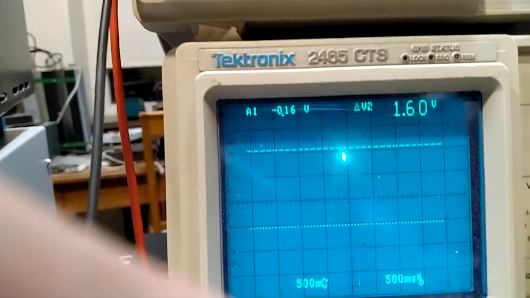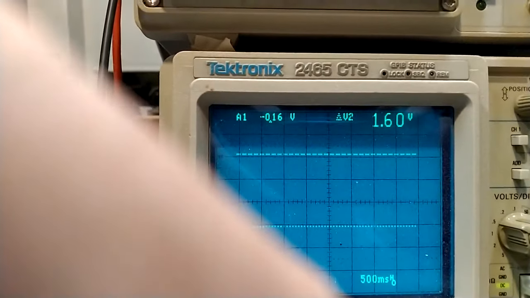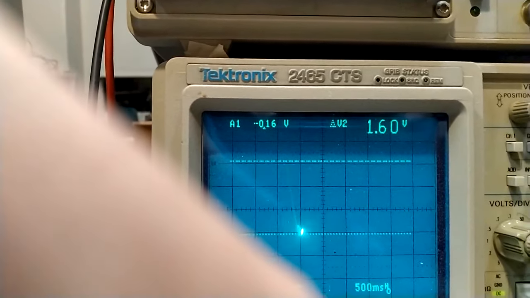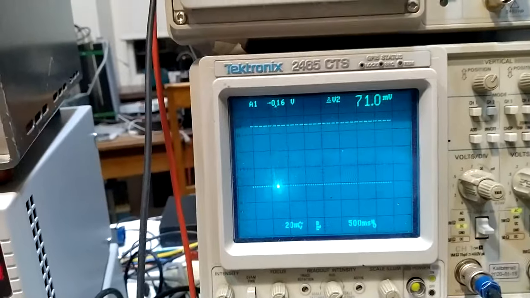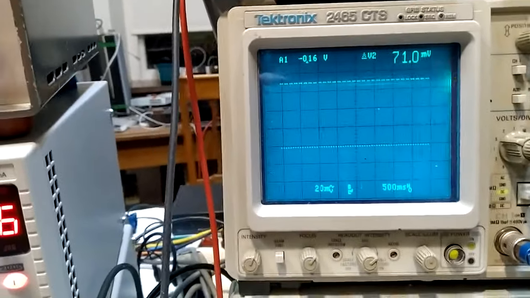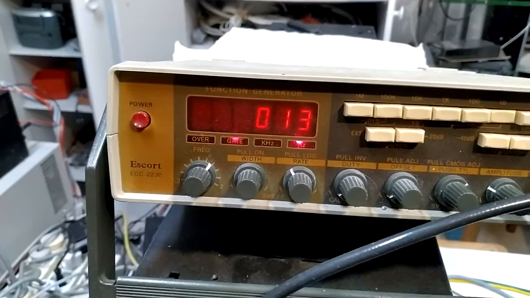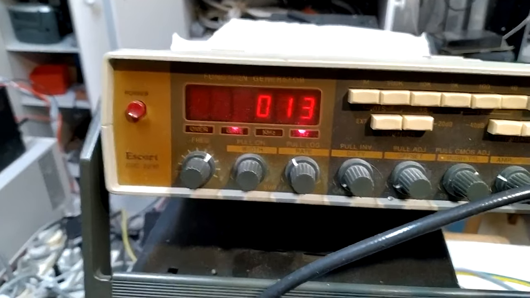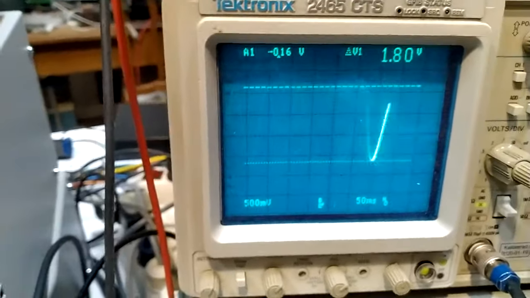And it comes as 1.6 volts. So the gain in AC mode is 1.6 over 1.8. On the secondary winding of the transformer, I find 71 millivolts peak to peak. When I switch to 14 hertz, I get the same amplitude when looking directly on the output.